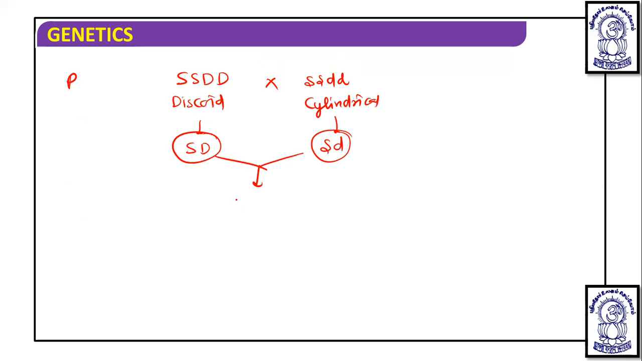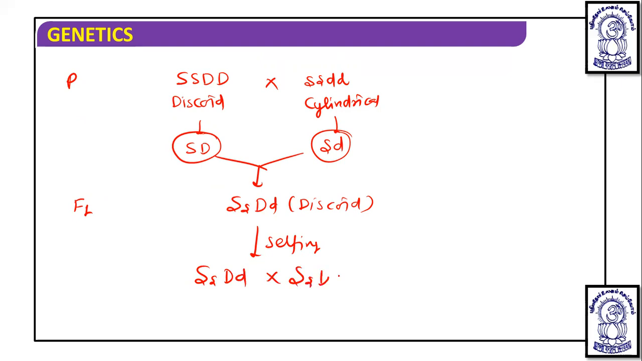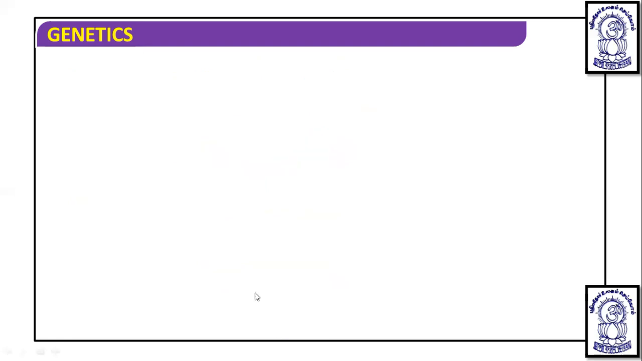These are the gametes. Here, capital S, small s, capital D, small d will be obtained. That is the F1 generation, and both genes are dominant, so it is going to be a discoid. Now we make a selfing of this one, so the F2 generation will be produced. Capital S, small s, capital D, small d crosses with capital S, small s, capital D, small d. Then the F2 generation will be obtained.